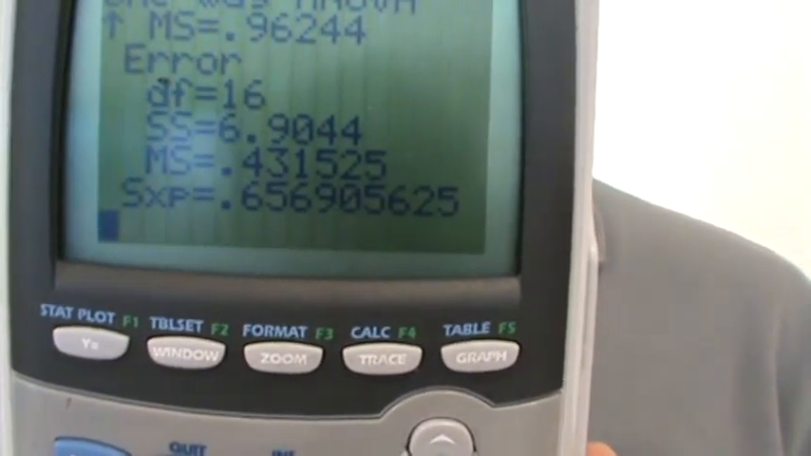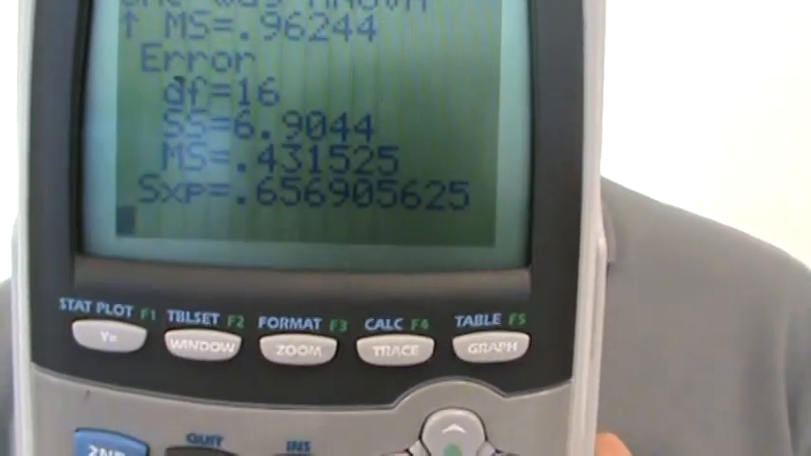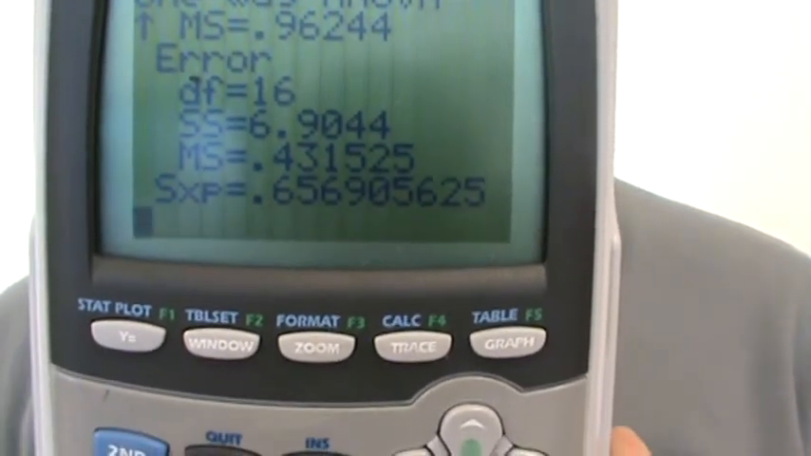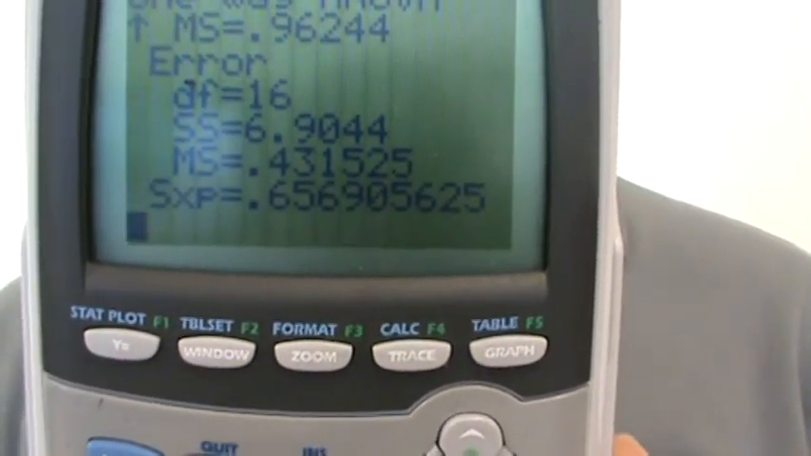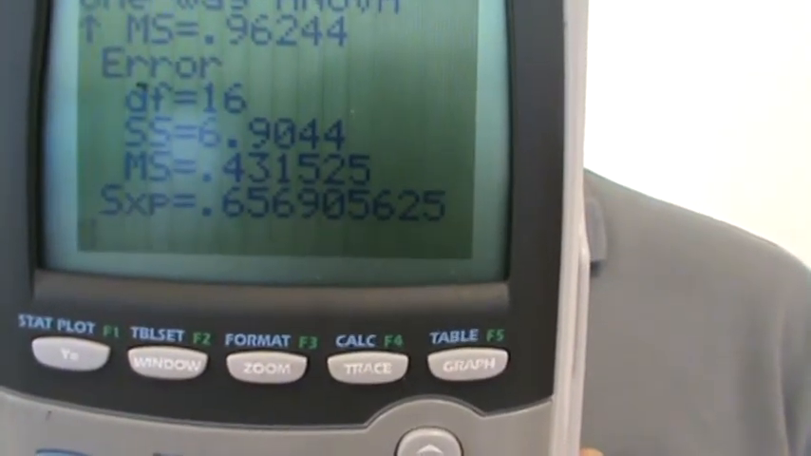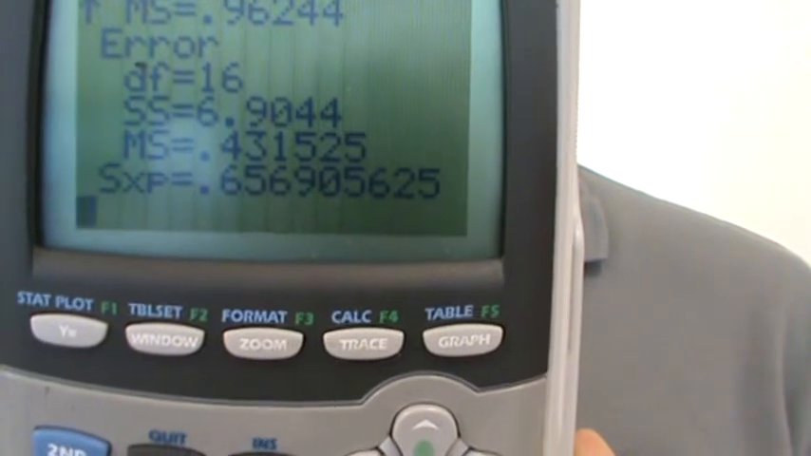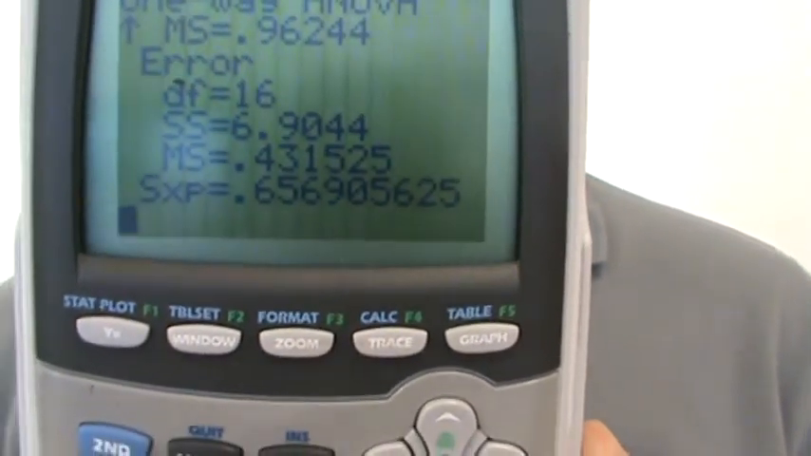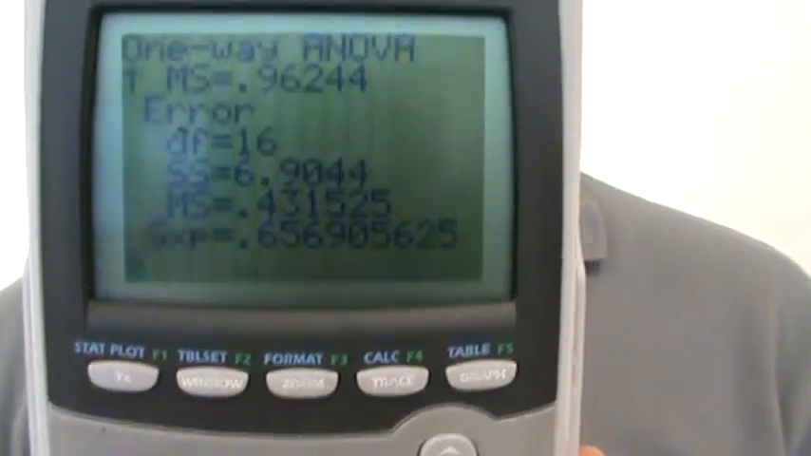And then my sum of squares for the within. This is the within variation. That's 6.9044. Again, if I divide that by 16, I get 0.431525. And then the S sub x, that's going to be something else. We're not going to deal with that. But again, you get your sum of squares and everything in this output.